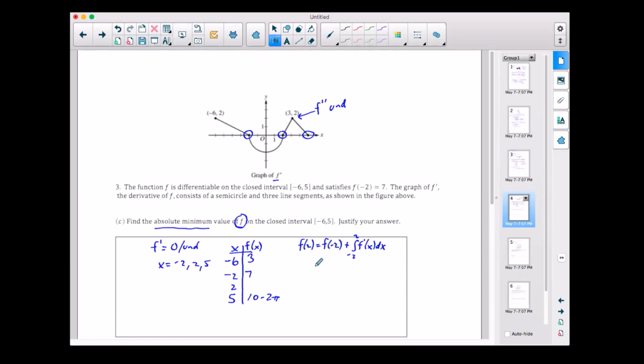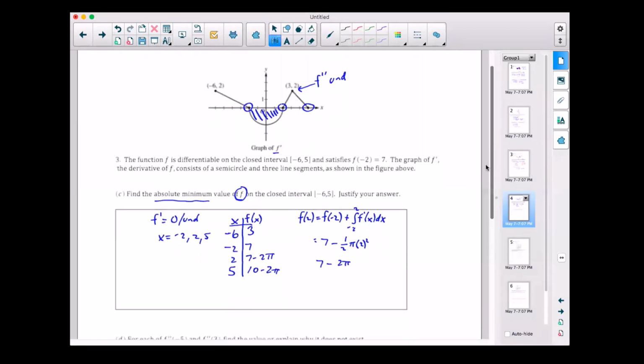And f of -2 we said was -7. And then if we're integrating from -2 to 2, that's just this semicircle below here, right? Since this is below the x-axis, we're going to have to make it negative, or subtraction. And it's half a circle, so it's 1/2 pi r squared. And the radius is still 2. So we end up getting 7 minus 1/2 times pi times 4. What is that? 7 minus 2 pi. So this is going to become 7 minus 2 pi.